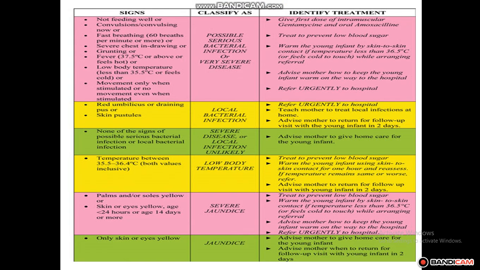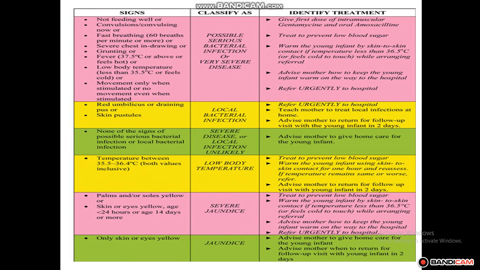This is again the same table, shown a little more advanced. If it is a severe case, surely we have to refer the child. If it is a local infection, antibiotics with follow-up is enough. If it is not an infection, unlikely, there are no signs of infection, then you can send the child home. Advise the mother to give home care for the young infant. It may be because of some other reasons, there is nothing to worry about.